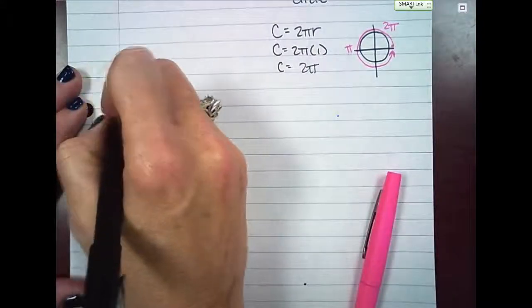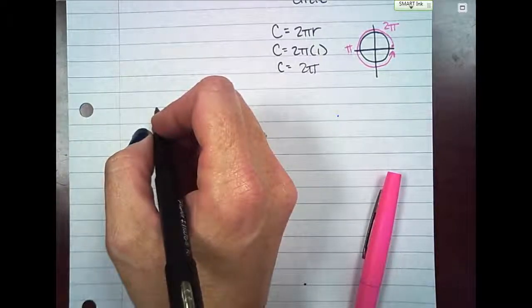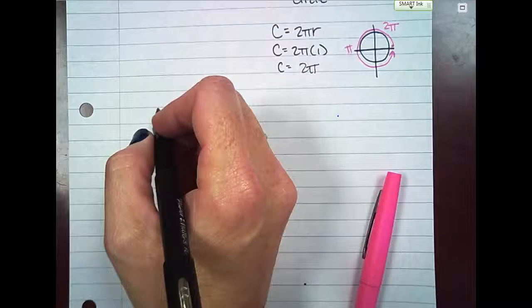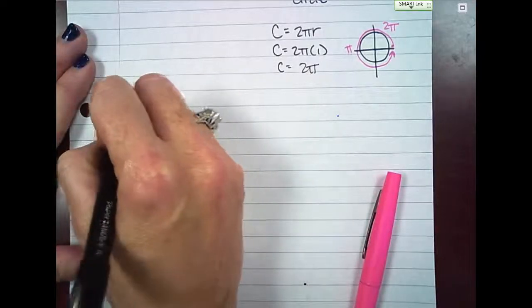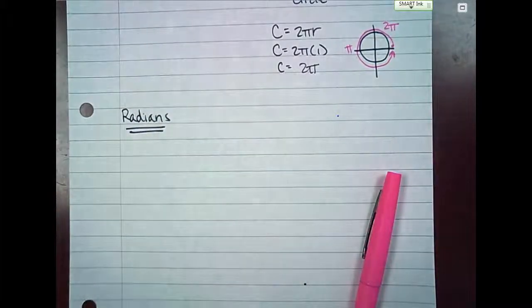So let's talk about some radians for just a second. Do you have 2 circles left? It's alright, we can just write them on here then. You can either use your circles or you can use your notes.